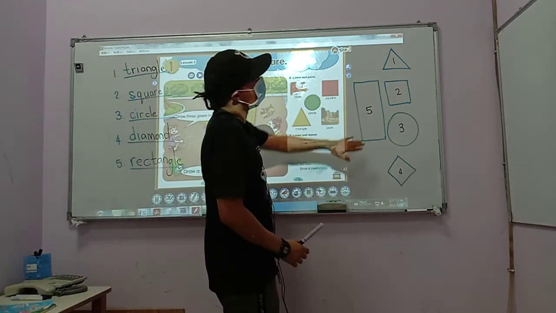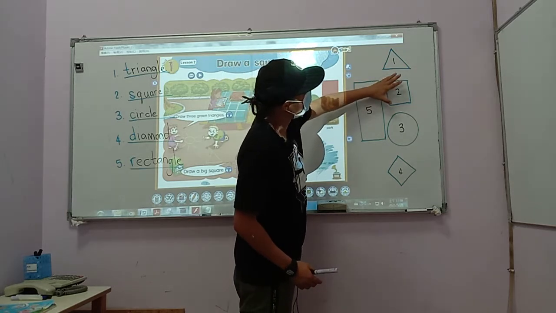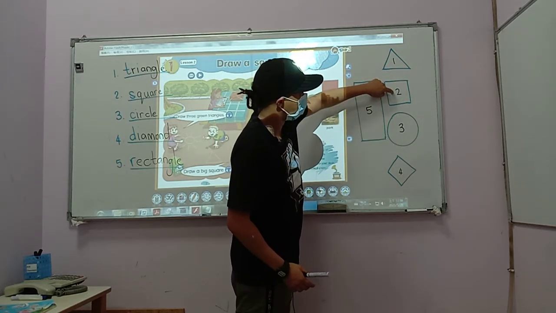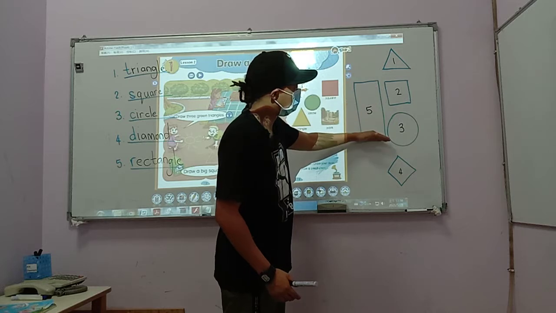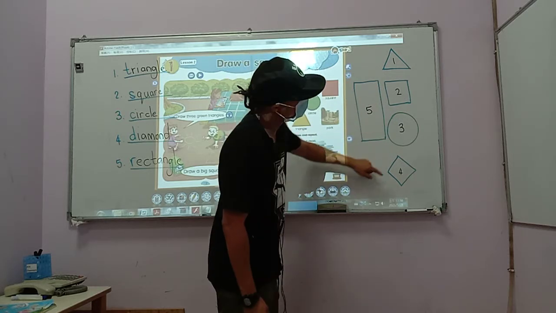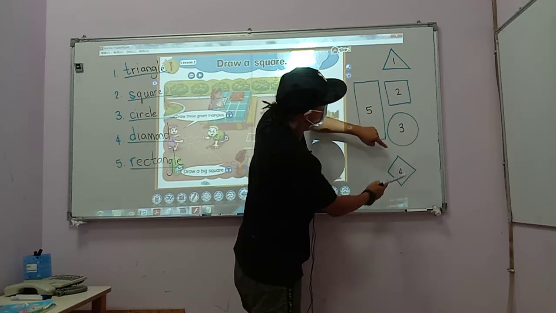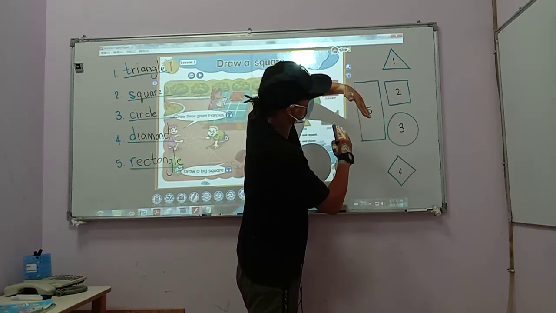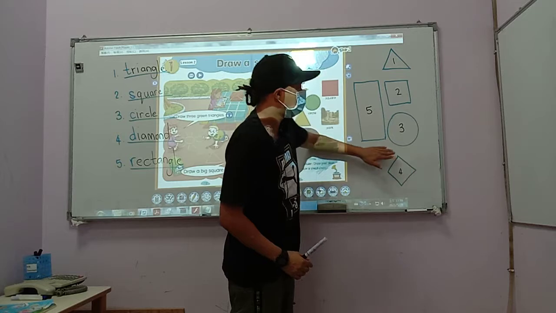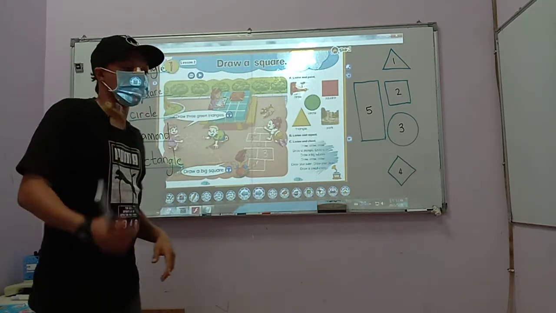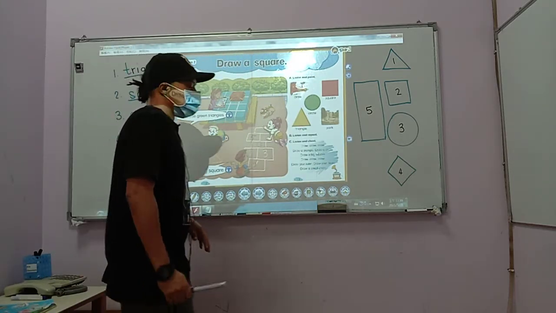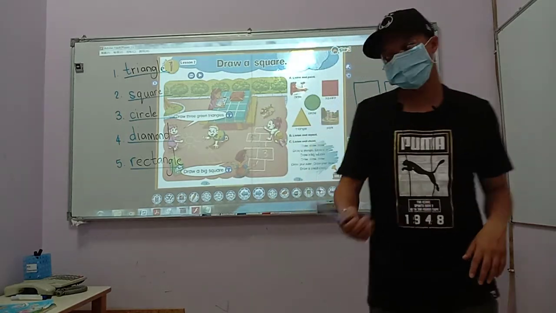You can see that number 5 is just a long version of the square. Alright, so it's a very long square. And number 4 is the square, but it's turned. So the square is like this, but now we turn it a little bit and it becomes a diamond shape. Okay, so hope you guys got some of those.